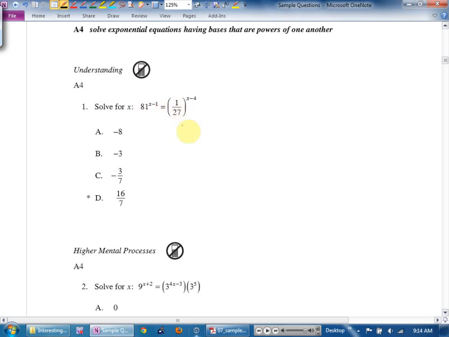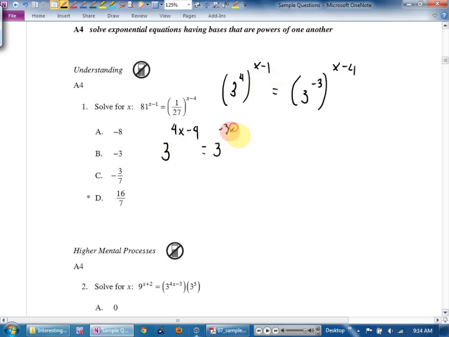3. This is actually 3 to the 4th to the x minus 1 equals, well, 27 is 3 to the 3rd. What's 1 over 27? 3 to the -3, sorry, I said 3 to the -1, to the x minus 4. What can I do with these exponents here? What's my power to a power rule? So I get 3 to the 4x minus 4 equals 3 to the -3x plus 12.